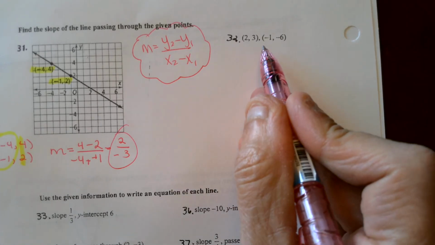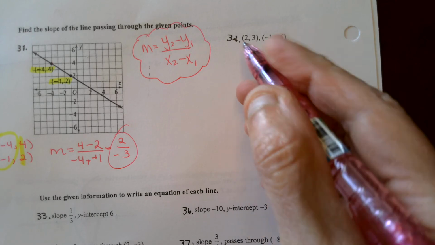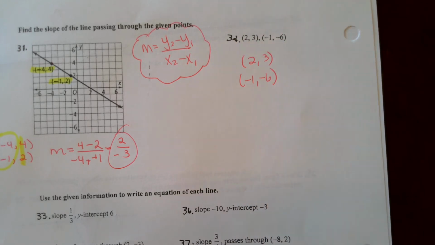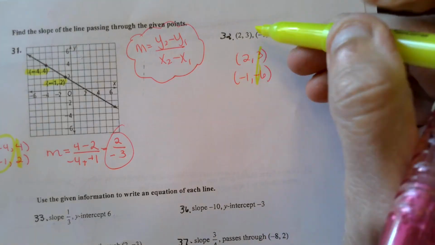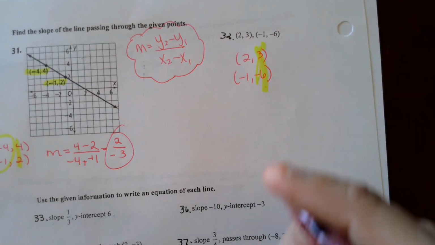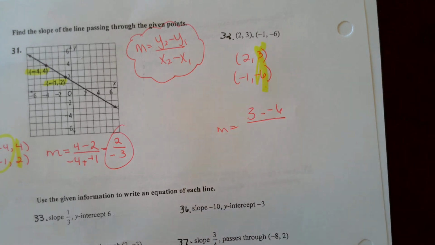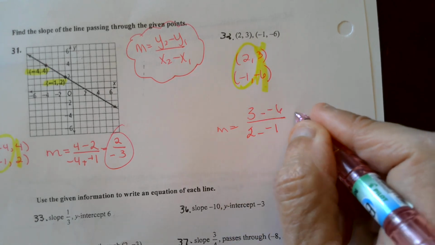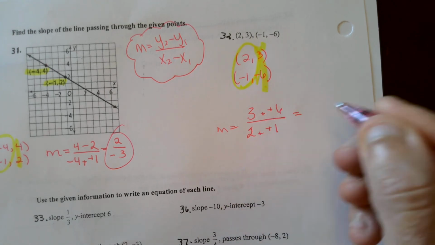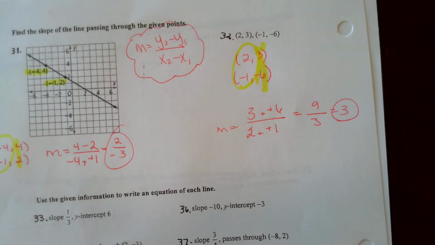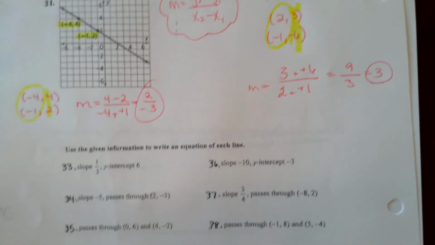Okay, same thing. I got my 2 points. I don't care that they're right there. I'm going to write them like this so that I can say, okay, y's. Y's go on top. 3 minus a -6 over x's, 2 minus a -1, plus plus plus plus, 9 over 3, which reduces to 3, and yes, you should reduce them. Okay, so do the little extra things here to help yourself.